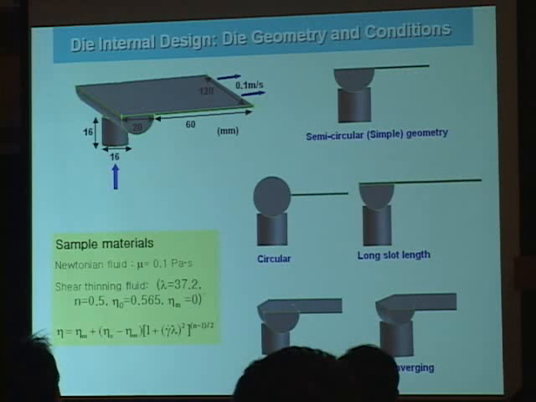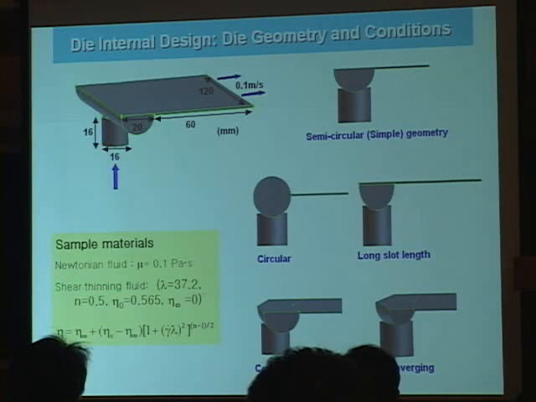As the first case, we have established some methodology for optimal die internal design in both Newtonian liquid and the shear thinning liquids. So we extensively compared the effect of die geometries or shapes on the flow behavior inside the die. So we used semicircular die or circular and different slot length die and converging types.